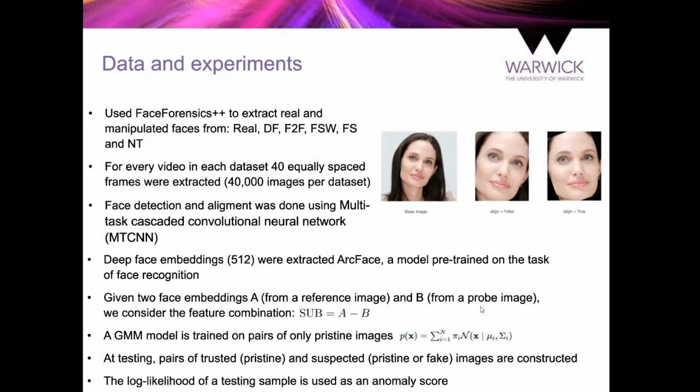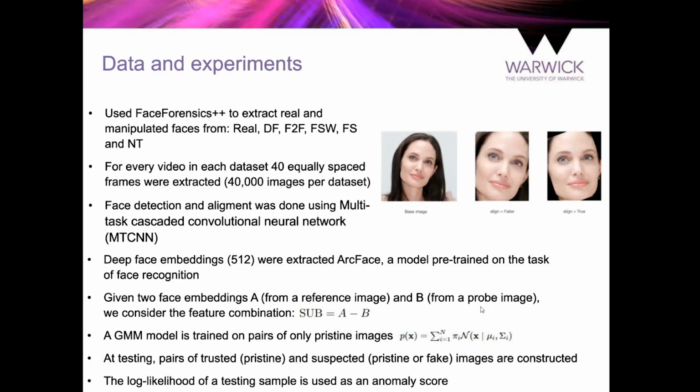Now moving on to our data and experiments, we used FaceForensics++ to extract real and manipulated faces from the real and deepfake videos. For every video in each dataset, we sampled 40 equally spaced frames, which accounts for 40,000 images per dataset. Also, instead of just using the base image as an input to our networks, we first did face detection and alignment using another model called the multitask cascaded convolutional neural network. As we see in this image, we take the base image, detect the face, and then align it so its facial landmarks are more centered in the image. The reason for doing that is that when we're dealing with deepfakes, we assume that any artifacts are going to be concentrated in the face, so we don't really care about what's happening in the background of that image.